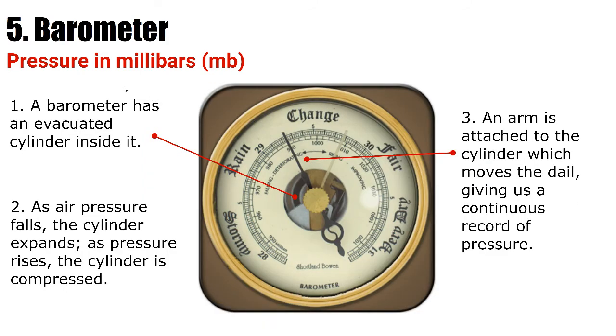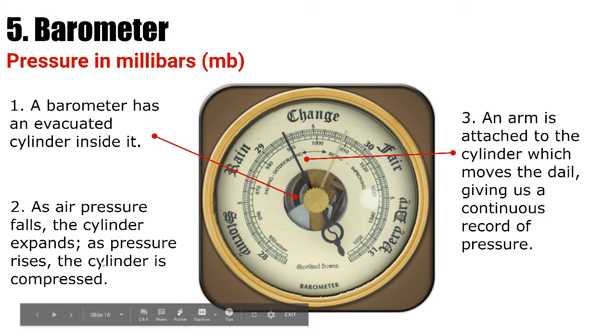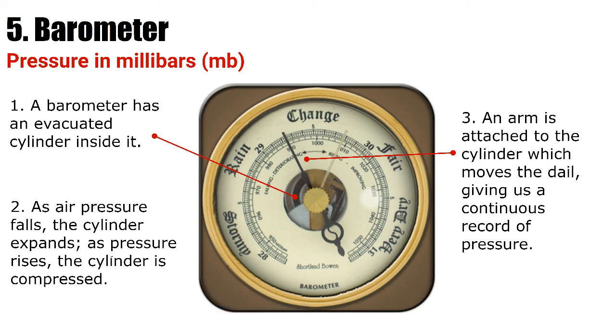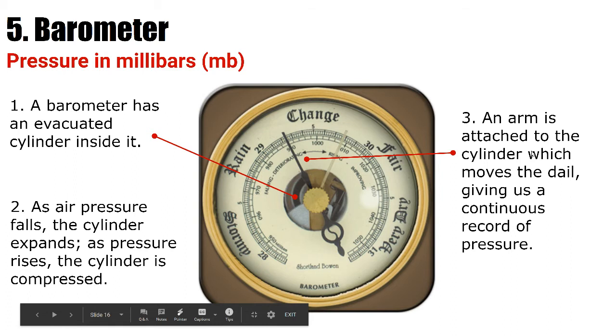Now, how is it measured? It's measured in a barometer. A barometer has what's called an evacuated cylinder. It's basically just a cylinder with the air taken out of it, a vacuum if you like. So as the air pressure falls, the cylinder expands. There is less weight on it, so it expands out. Conversely, as the air pressure rises, now remember, pressure is the weight of the air, and there's more air pressing on it, so the cylinder is compressed. As the pressure falls, it expands. As the pressure rises, the cylinder is compressed.